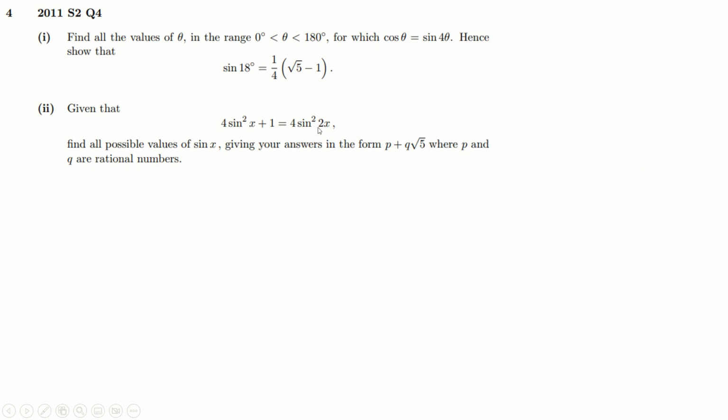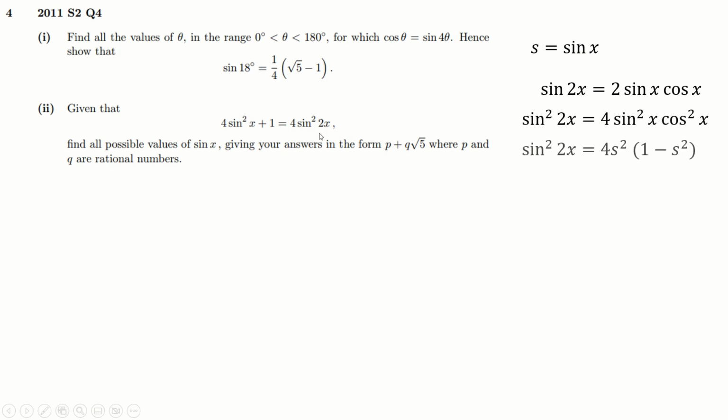So firstly, we can replace s with sine x, of course, just to make everything easier. Use the double angle formula again. If you square all of this, you're going to get sine squared of 2x equals 4 sine squared cos squared, which I can just throw straight in there once I replace cos squared with, of course, 1 minus sine squared and do some expanding out maybe. Then I can put it all in.